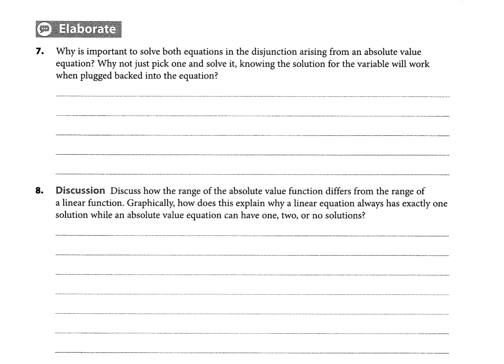Why is it important to solve both equations in the disjunction arising from an absolute value equation? Well, if we only pick one and solve it, then we're only going to get one of the solutions. We have to look at both so that we can determine both of the points where it crosses, both of the places where they intersect.